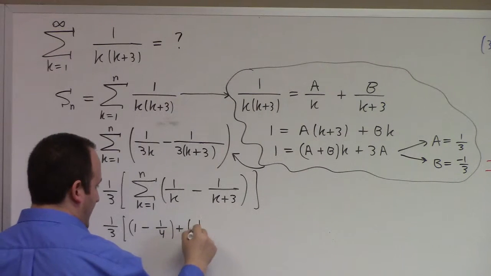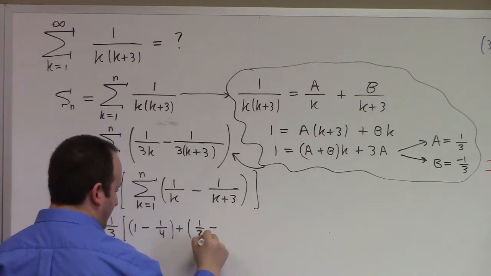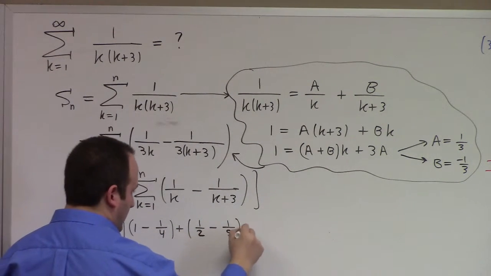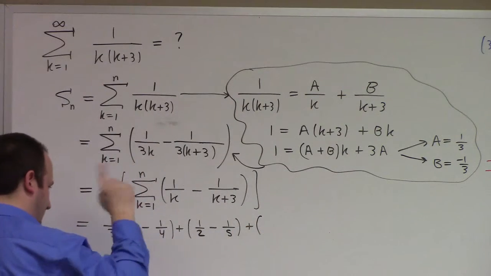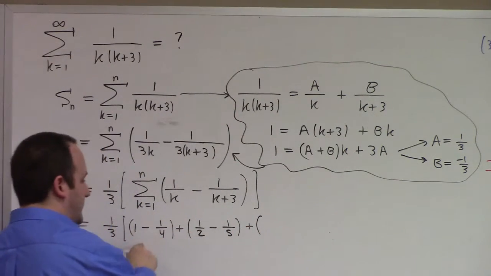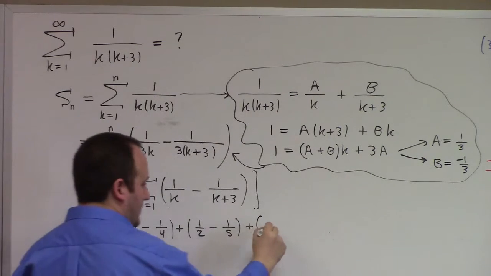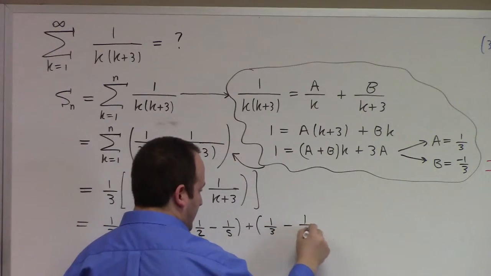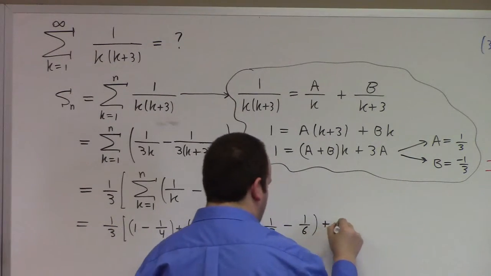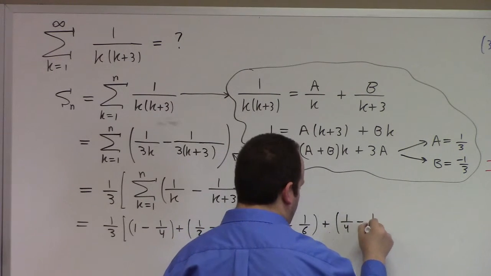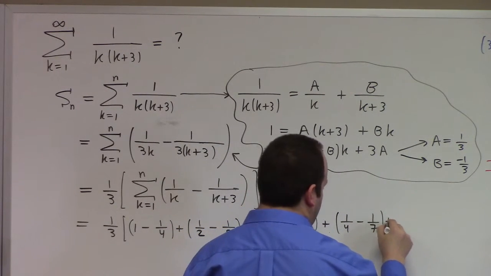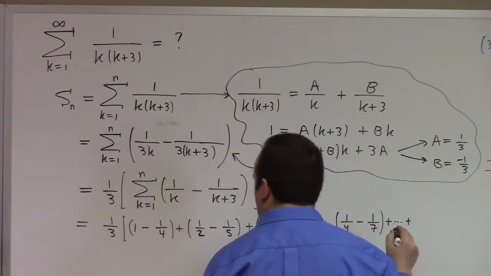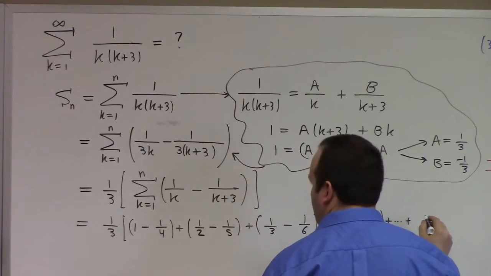Plus what? Plus 1/2 minus what? 1/5 plus what? K equals 1, k equals 2, k equals 3. 1/3 minus 1/6. 1/4 minus 1/7. I think I've written enough. Plus, plus. And I usually like to try to go almost to the end.